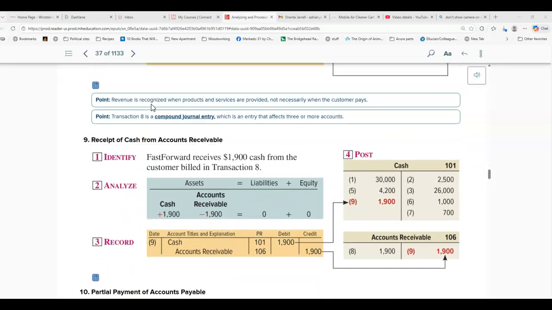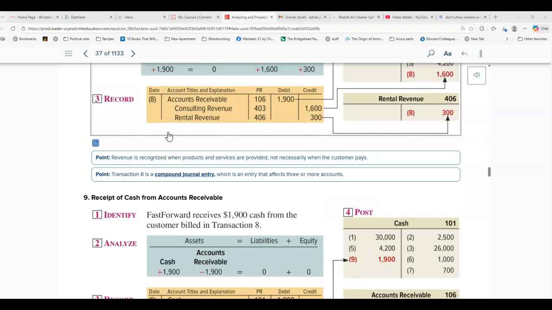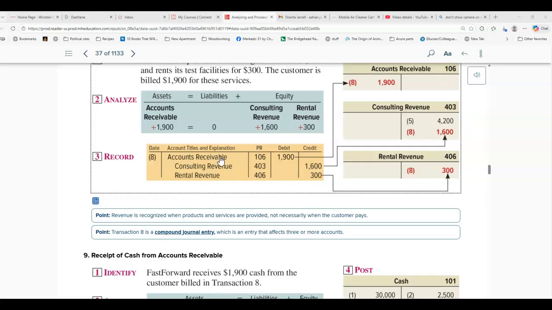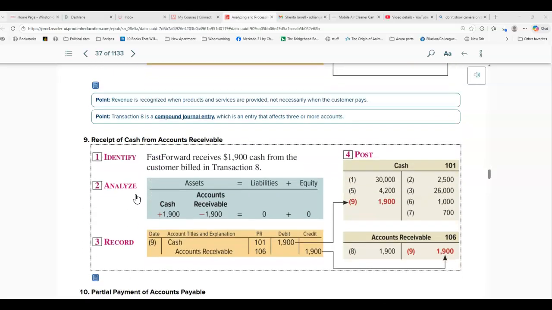Again, revenue is recognized when the products or services are provided, not when they pay. And this is a compound entry, which means it affects more than 2 accounts. But you notice, debits always come first. Debited accounts always come first, followed by all the credits.